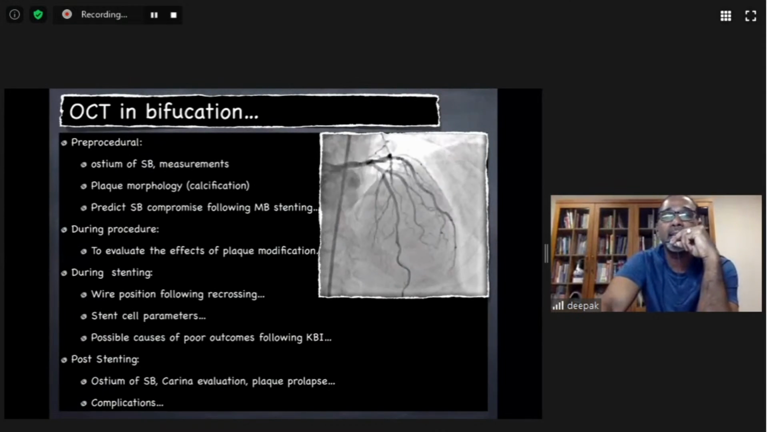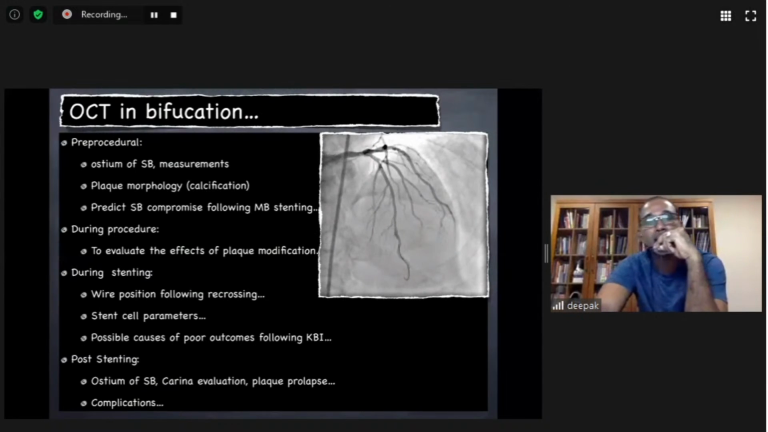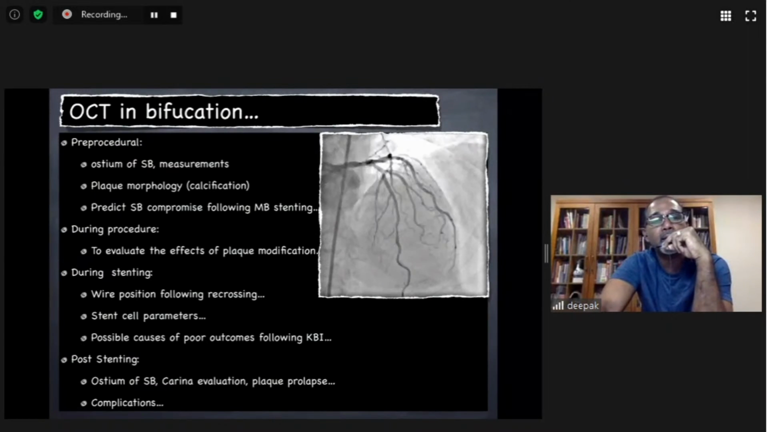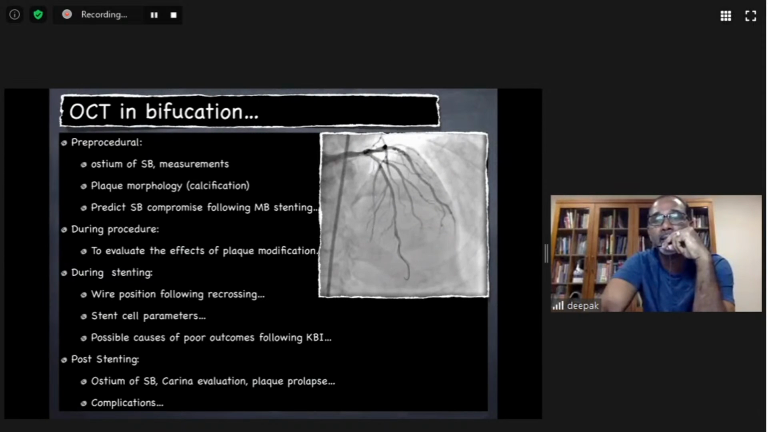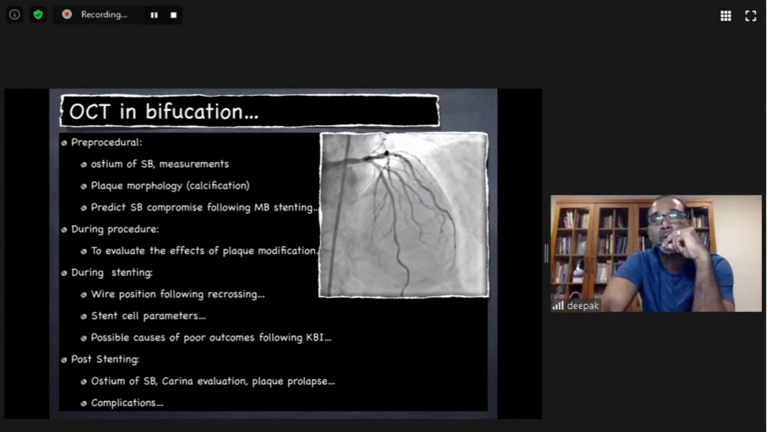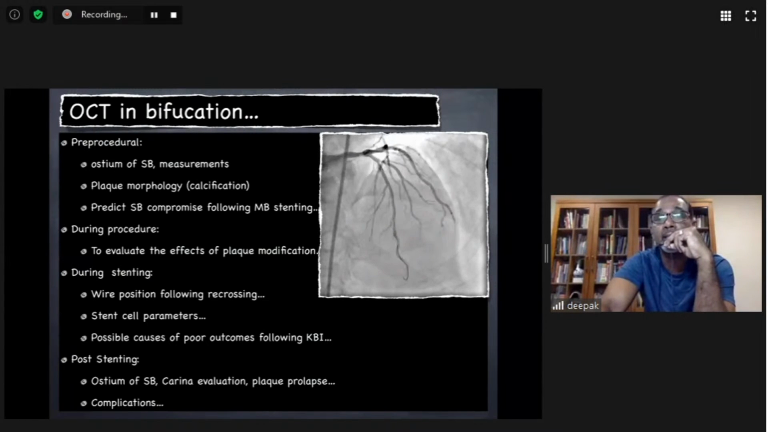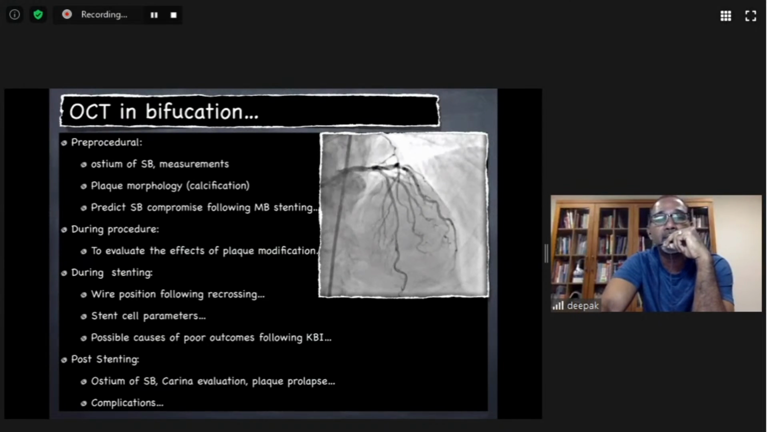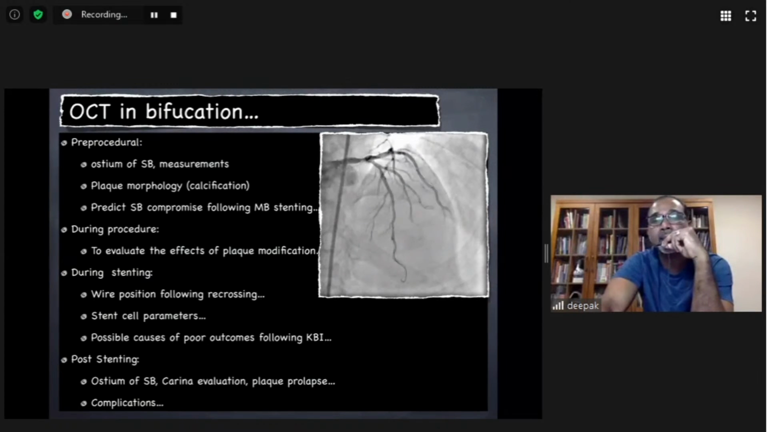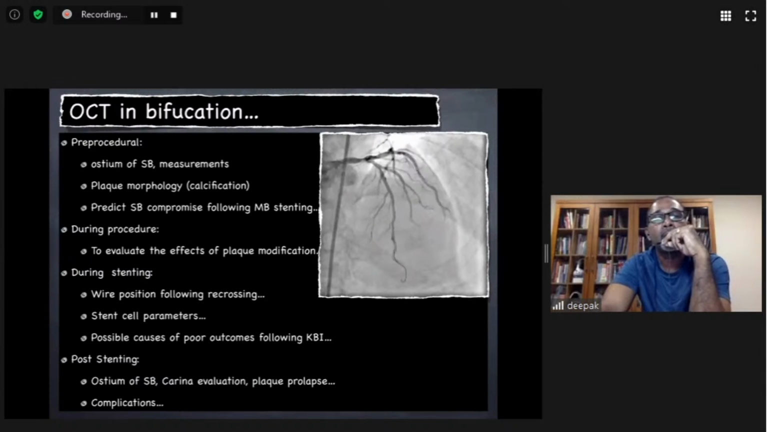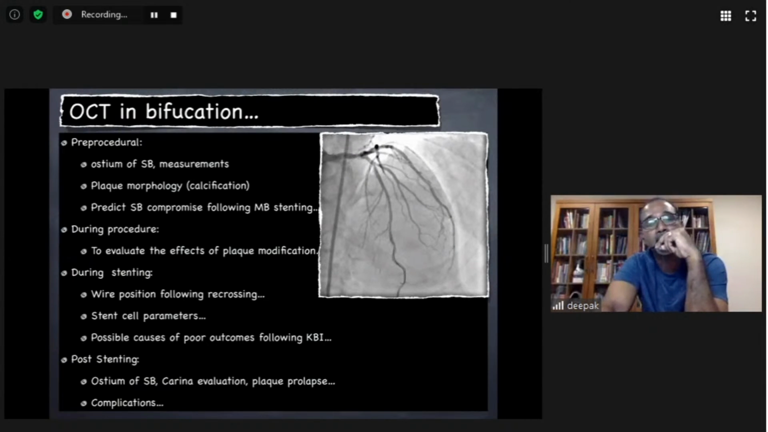Now, how does OCT help me in doing bifurcation angioplasty? While I start off with the procedure, OCT would help me to identify the plaque morphology: whether it's a calcified lesion, whether there is a soft plaque, am I going to have a significant plaque prolapse, will I get a proper stent expansion? These sorts of information I would get with a pre-procedure OCT, the first run. It also would give me an idea regarding the ostium of the side branch, measurements like the length of the stent, the landing zone, the EEL to EEL diameter of the vessel. As well, I would get an idea regarding the side branch compromise following the main branch stenting.